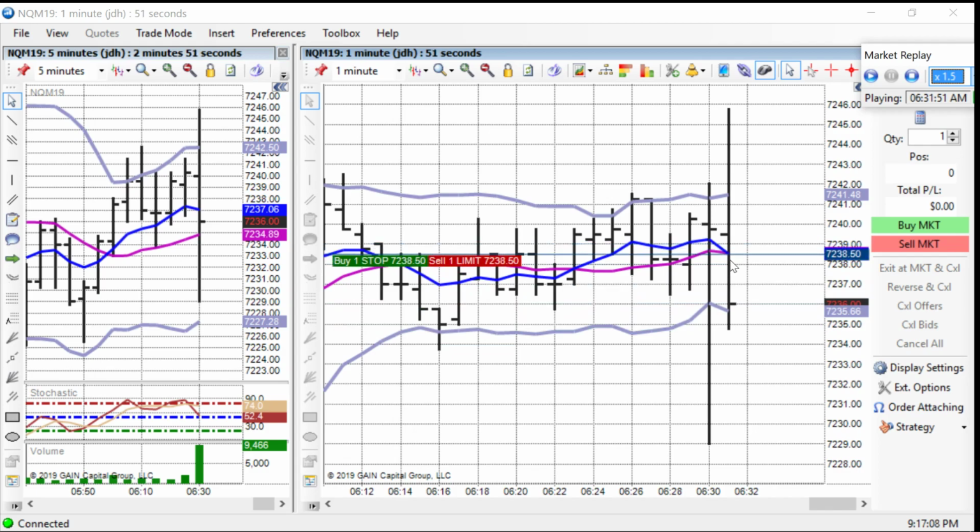But as always, I'm trying to trade momentum here, and I'm trying to trade the crossover if it occurs on the 5-minute chart.